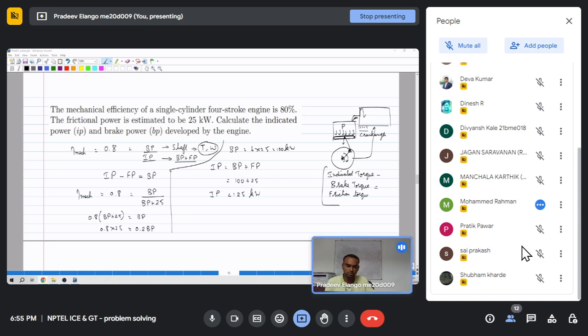Yes, so this will consider all the frictions, from the piston, pin, connecting rod, everywhere. It will consider all the frictions. We summarize everything as a single term called the friction term.